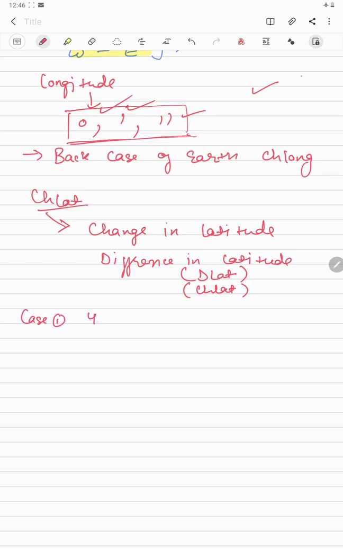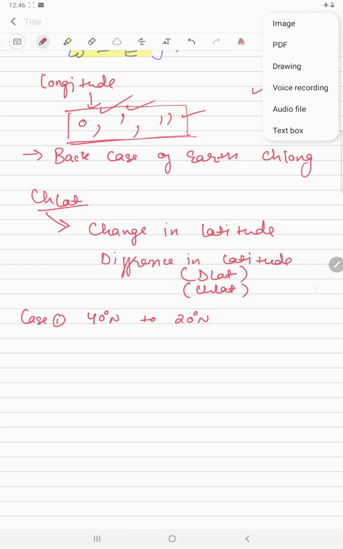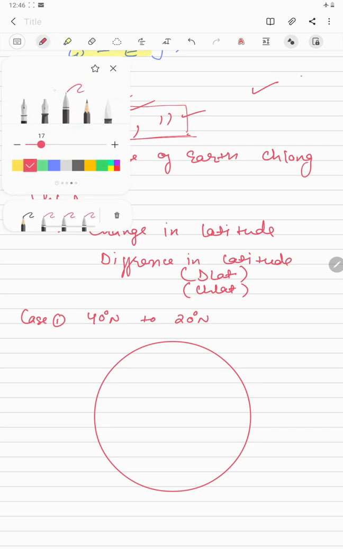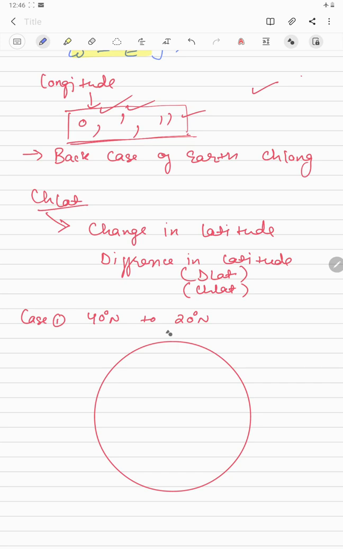Suppose guys, I am going from 40 degrees north to 20 degrees north. So what will be my change in latitude? For this, I'm just going to draw up a simple diagram for you guys. So have a look. I'm going to draw a sphere, and now I'm going to draw latitudes on it. So this one is my north, this one is my south, this is my west, and this is my east. So this is my equator, which is my 0 degree. Okay, I'm going to draw a 2D one, so don't get confused.